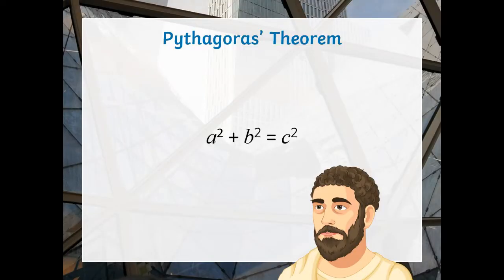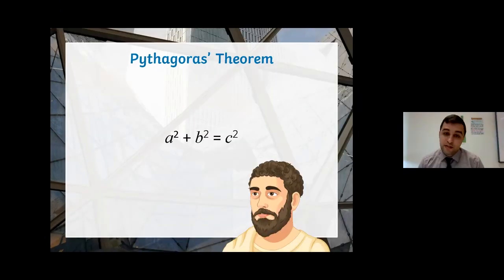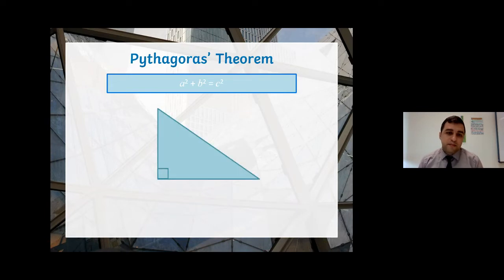So as you see from our short video, the Pythagoras theorem stands for a squared plus b squared equals c squared. During this session, we will clarify how to use the Pythagoras theorem based on the video which you watched. The main formula for Pythagoras is a squared plus b squared equals c squared.